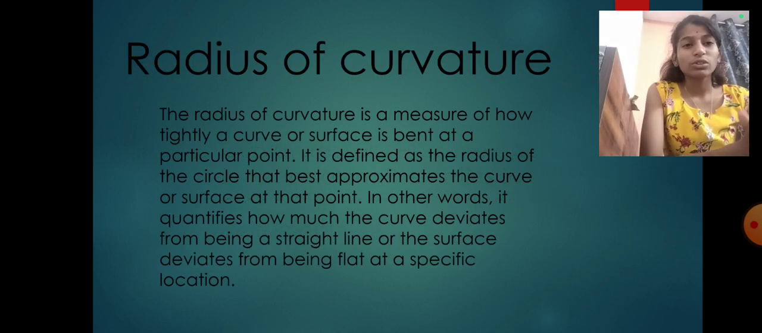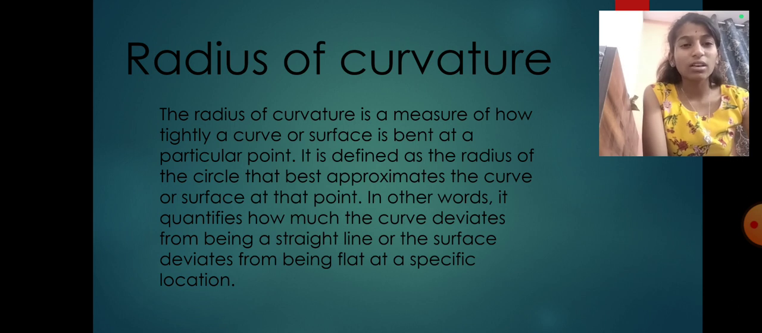Let us study now the second topic, the radius of curvature. The radius of curvature is a measure of how tightly a curve or surface is bent at a particular point. It is defined as the radius of the circle that best approximates the curve or surface at that point. In other words, it quantifies how much the curve deviates from being a straight line, or a surface deviates from being flat, at a specific location.